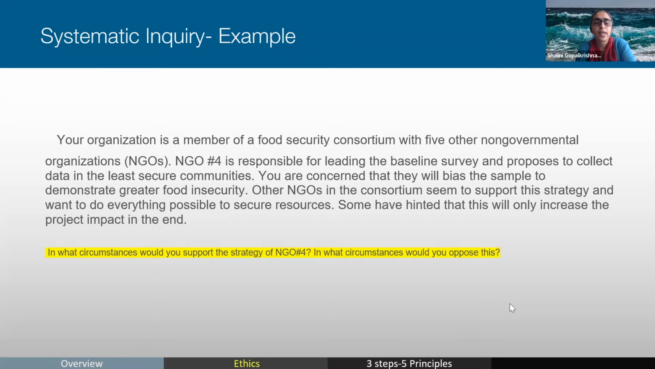Okay, so what does it say? Your organization is a member of Food Security Consortium. NGO 4 is responsible for leading the baseline survey and proposes to collect data in the least secure communities. You're concerned that they'll bias the sample to demonstrate greater food insecurity. Other NGOs also support the strategy and want to do everything to secure resources. Some have hinted that this will only increase the project impact in the end. So, what did you think? Should you support NGO 4? When will you oppose this?